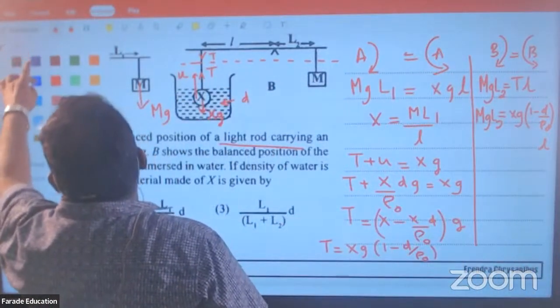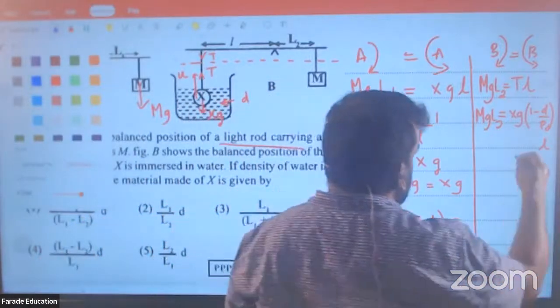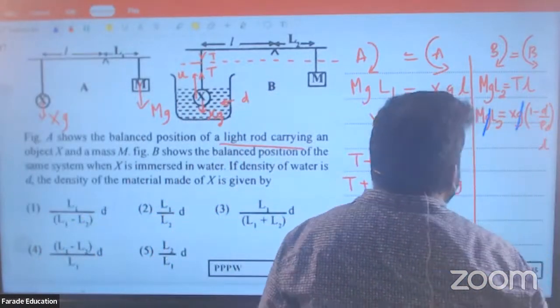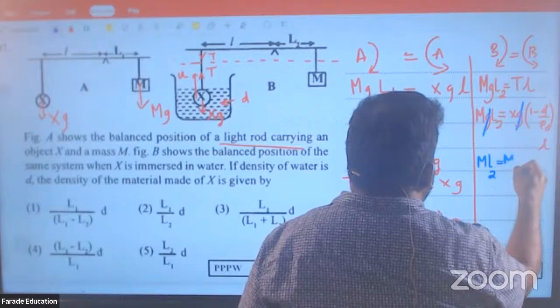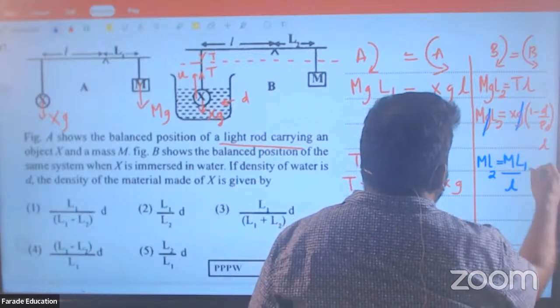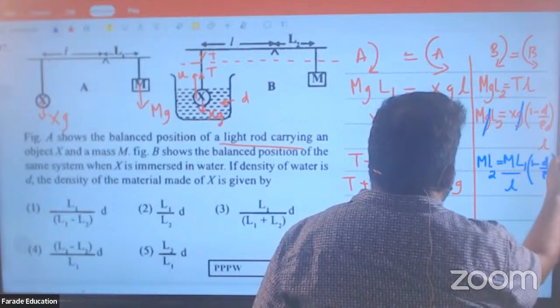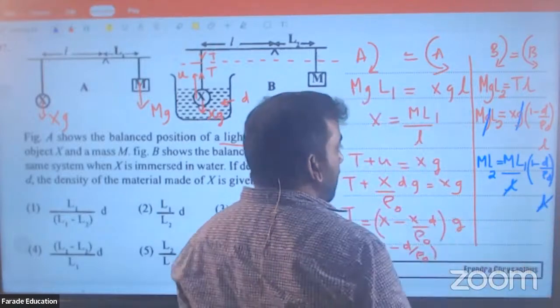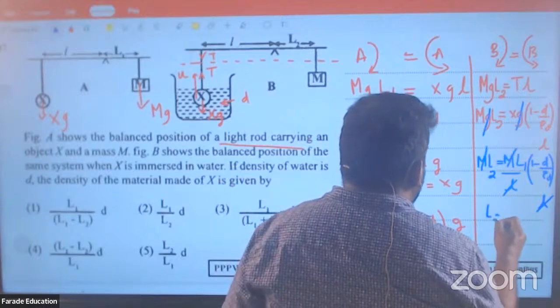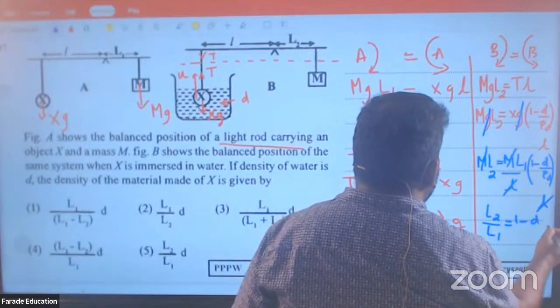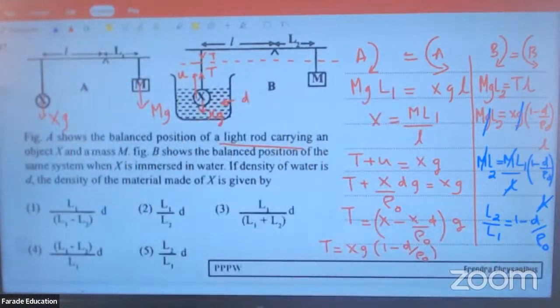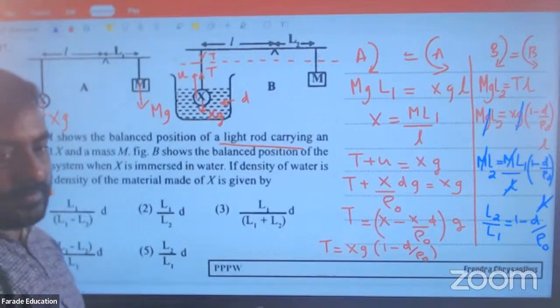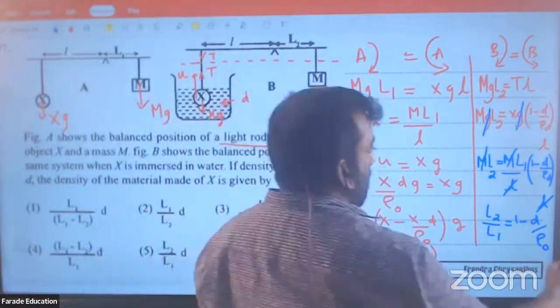Calculate carefully. The g's cancel off. M times L2 equals, what is X? M times L1 over simple L, times 1 minus D over rho naught, times simple L. Simple L cancels off. M cancels off. L2 over L1 is 1 minus D over rho naught, where rho naught is the density of the object. You need to find the density of the object. That's the basic requirement. Remember, don't forget here L is there.